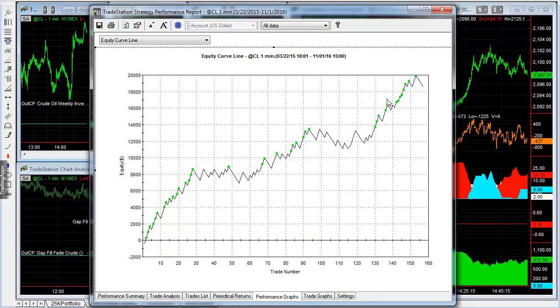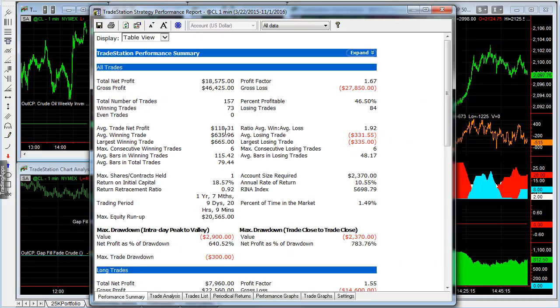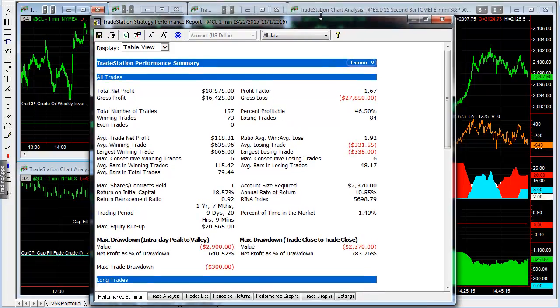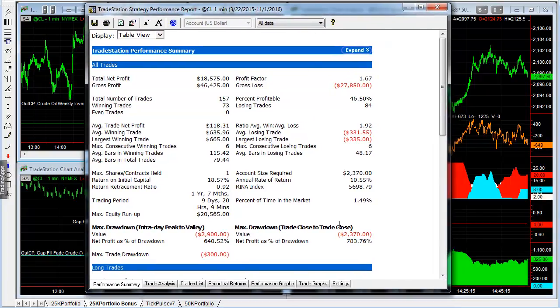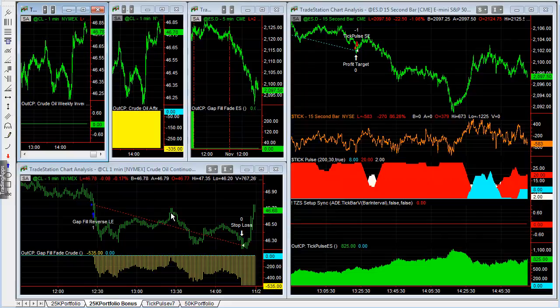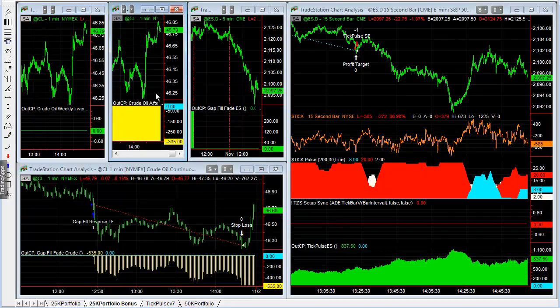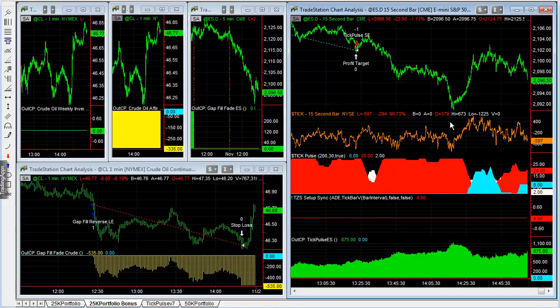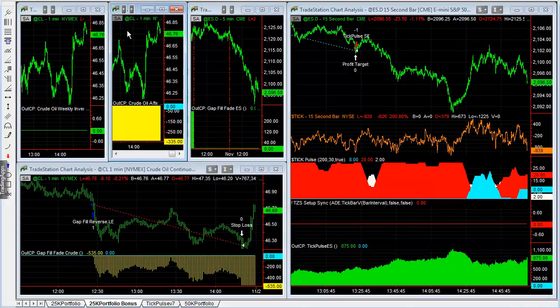And so these crude oil reports include the slippage and commission as well. All these reports include the slippage and commission. So you see the equity curve, and this one goes back to 3/22/2015. And so for crude oil weekly inventories, crude oil after hours, and tick pulse, the equity curves don't go all the way back like these other strategies. For tick pulse, it's because I don't have the data, and for these other two, it's because they're emerging trends.